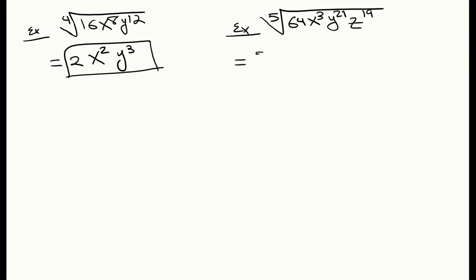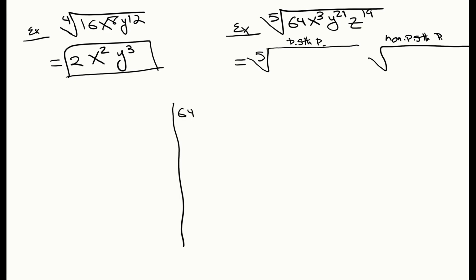I'm pretty sure you did realize we definitely do need to break this up into perfect fifth powers and non-perfect fifth powers. So let's look at 64 and see what's hiding in there.